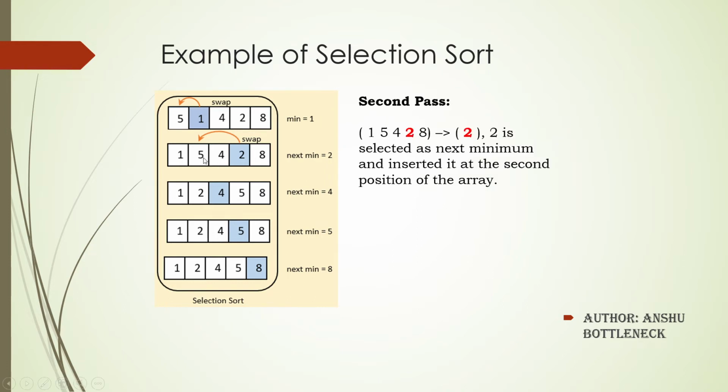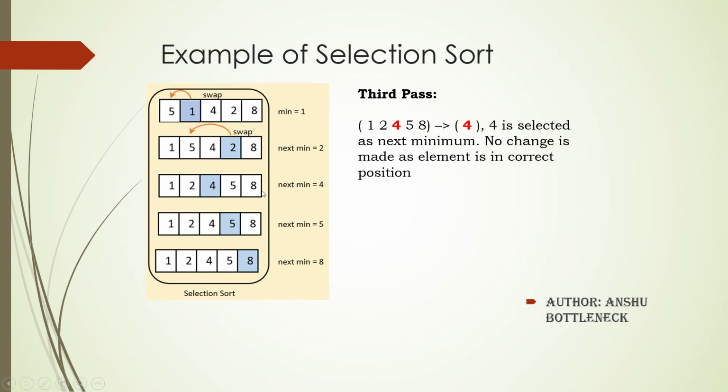Now here in unsorted array we have again the smallest element is 2, so it will compare with the 5, which is part of the sorted element. So now it finds that 2 is smaller than 5, so 2 and 5 will swap the place. So now in sorted array we have 1 and 2, and in unsorted we have 4, 5, 8, and it will go for the next pass.